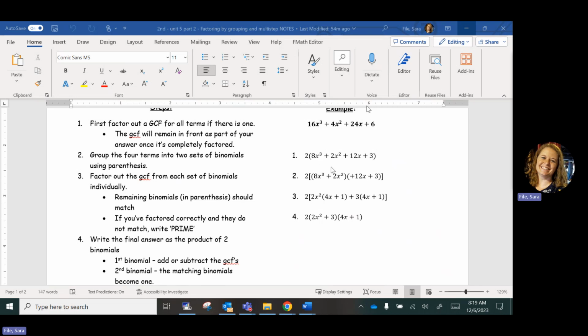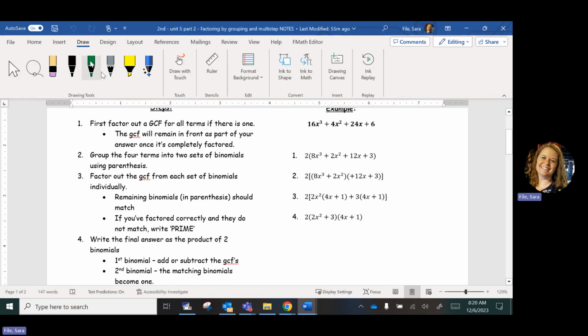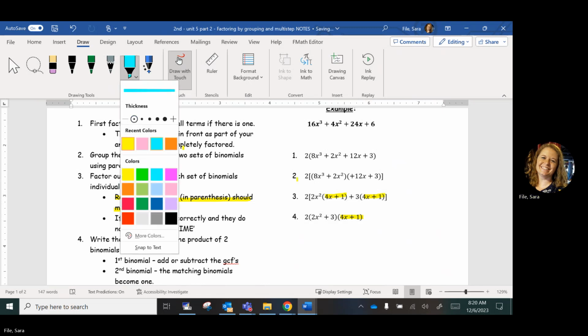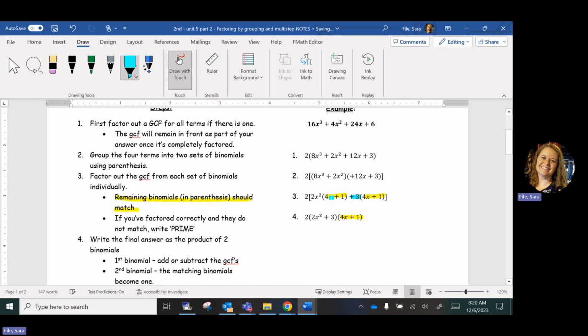Remember, you create your 2 groups. You do the GCF of each group, and then we know that the leftovers, when you do the GCF of each group, those leftovers should come out the same, right? That's what it says right here. Those remaining binomials should match. Okay, and then if that matches, that means that is one of your factors. And then your other factor is the GCFs that you pulled out. Those come together to create the other binomial factor.